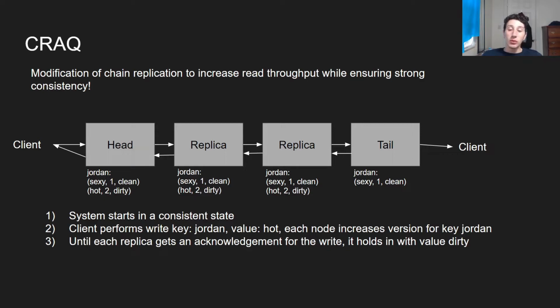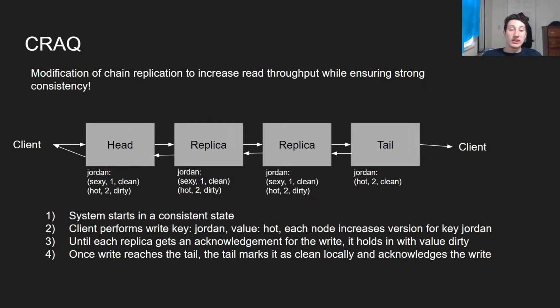Okay, so now we're going to go ahead and propagate that right through, and all the replicas are going to have dirty as their state for version number 2, until the write eventually reaches the tail node. The tail node can't have any dirty writes because it's supposed to be the source of truth. So it goes and overwrites the clean key, which was sexy, and now has version 2 for hot.